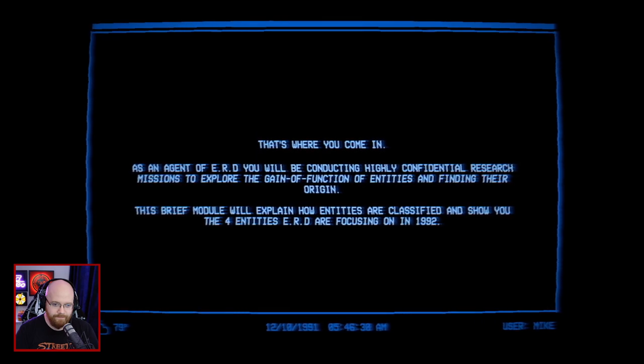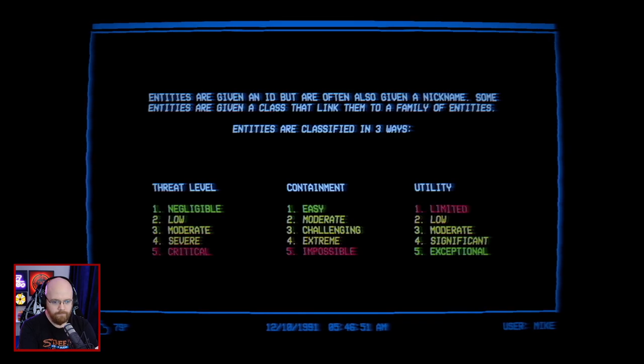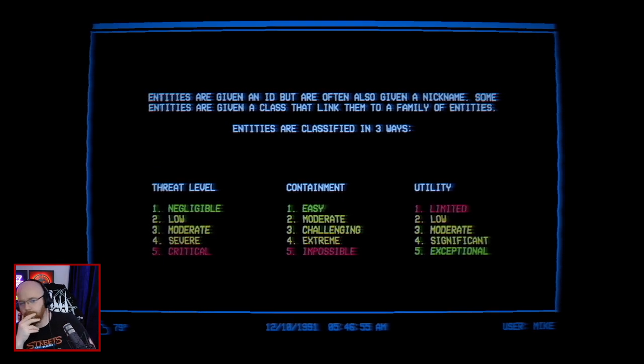That's where you come in. As an agent of the ERD, you will be conducting highly confidential research missions to explore the function of entities and finding their origin. This brief module will explain how entities are classified and show you the four entities the ERD are focusing on in 1992. Entities are given an ID but are often given a nickname. Some entities are given a class that links them to a family of entities.